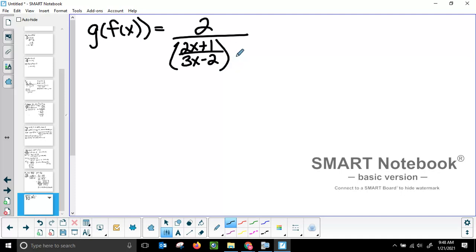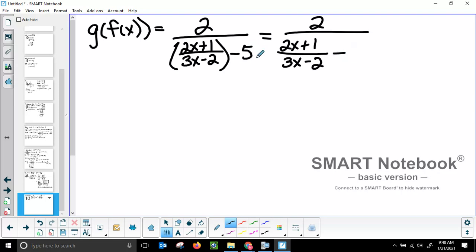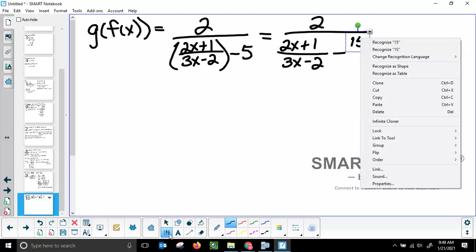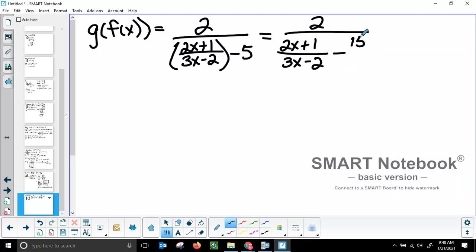All right, and then all of that minus 5. Okay, so 2 over 2x plus 1 over 3x minus 2. I need to get a common denominator here, so just multiply 3x minus 2 by 5. We're going to get 15x minus 10 over 3x minus 2.